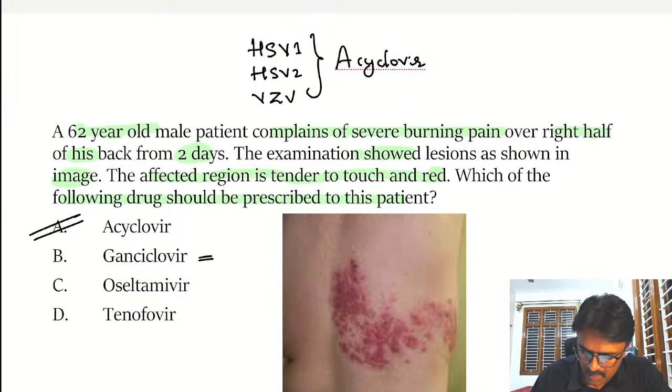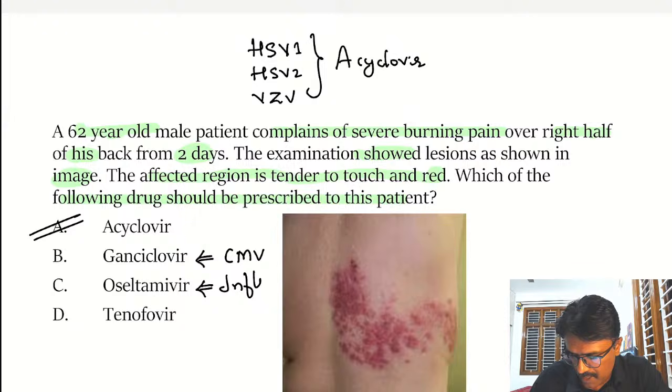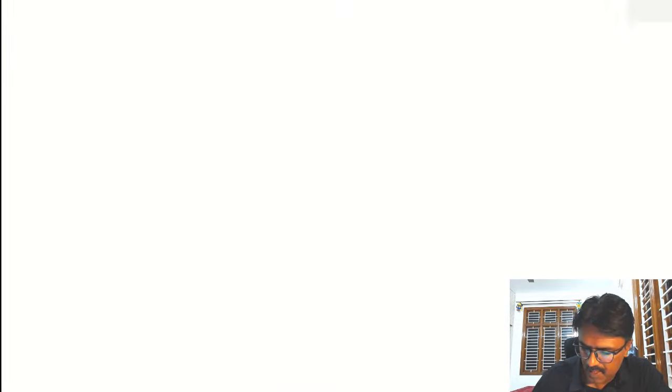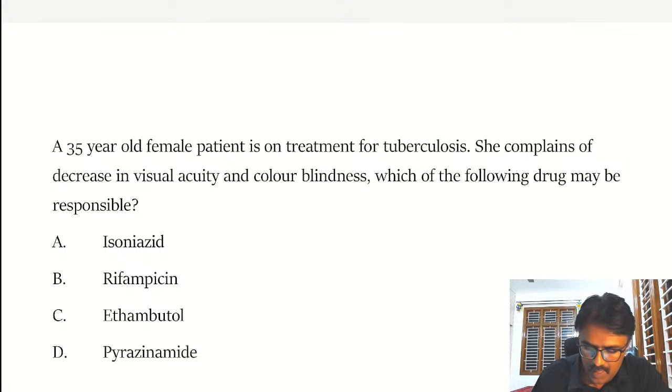Ganciclovir is the drug of choice for cytomegalovirus. Oseltamivir is the drug of choice for influenza A and B. Tenofovir is the drug of choice for hepatitis B virus. So the virus and drug of choice will be frequently tested in your exams. Correct. Let's move to the next question.